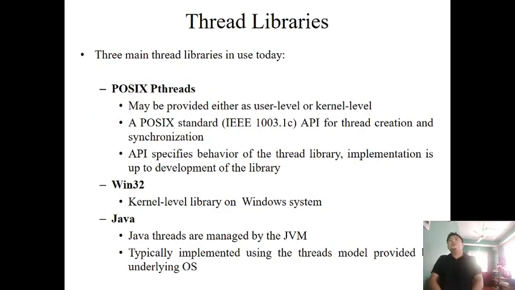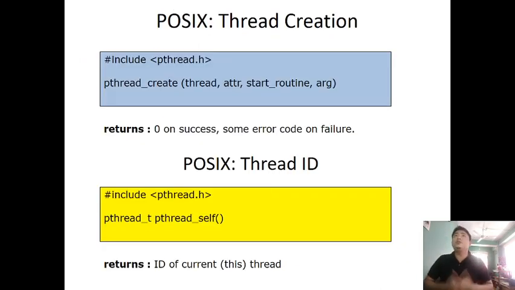Okay. So now let us move to the different thread libraries. So there are three different thread libraries that we have. POSIX, or P threads also we can say sometimes. And next is Win32, and third one is Java threads. So within our syllabus, we will only discuss the P threads or POSIX threads. Okay. So how to create a thread?